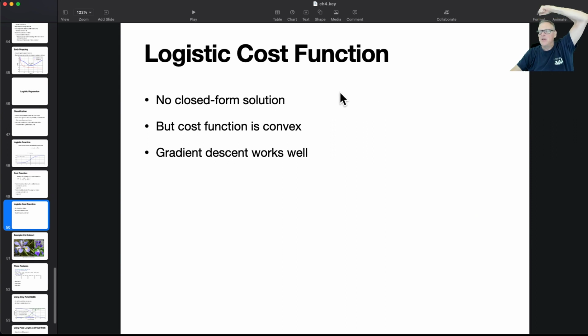And it turns out that there's no closed form solution for this. I mentioned many times the mean squared error is a nice simple one, and there are analytical ways to solve that that date from before the days of computers. This one does not have a closed form solution, but the cost function is convex. There won't be any local minima, so gradient descent will work well.